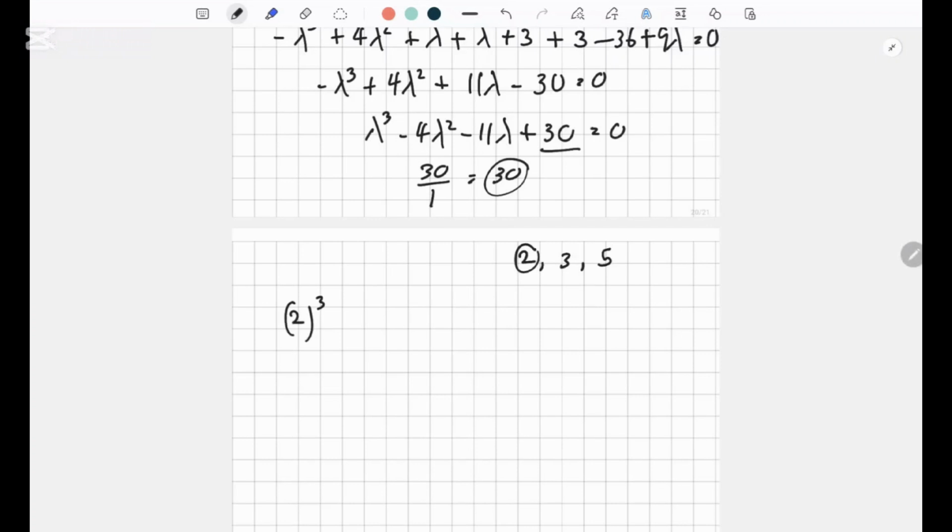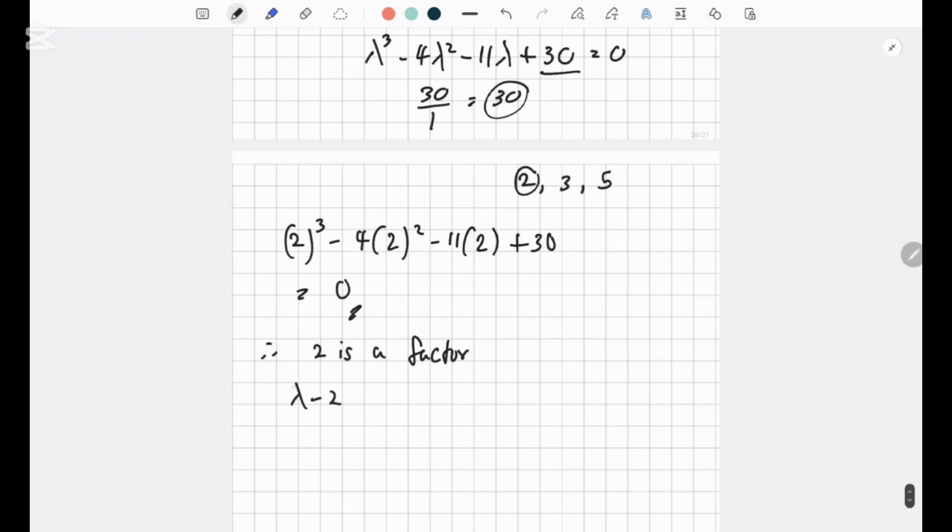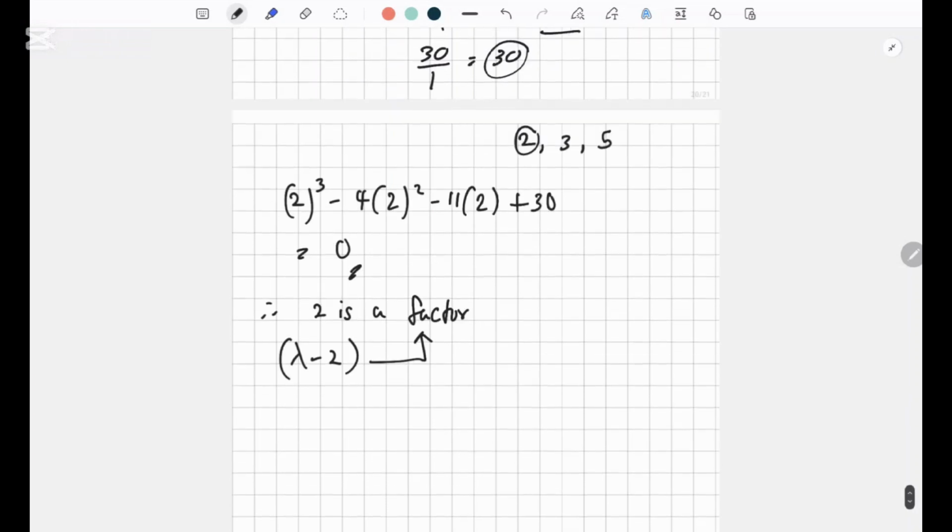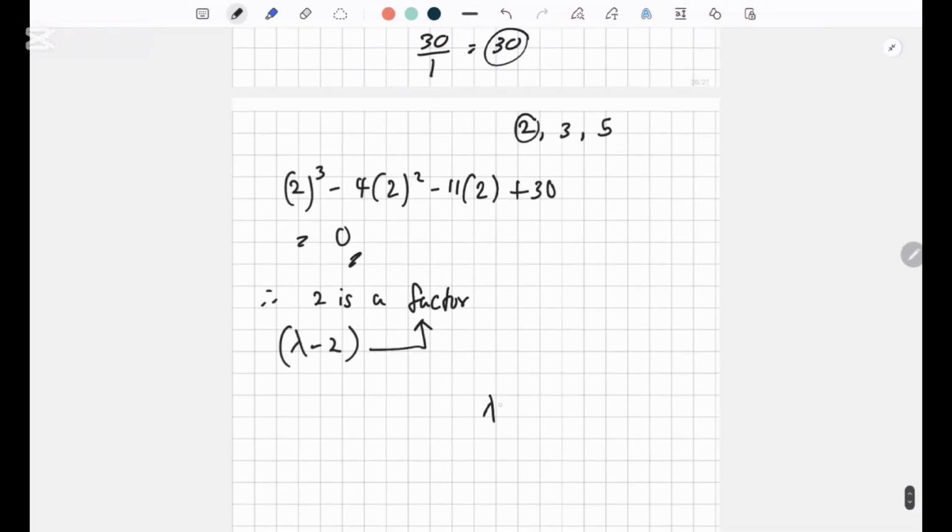So 2 cubed minus 4 into 2 squared minus 11 into 2 plus 30. So you put this in your calculator. So 2 cubed minus 4 into 2 squared minus 22 plus 30. And that's 0, see. Therefore, 2 is a factor. So you can say lambda minus 2 is a factor. Now, I'll write down the polynomial.